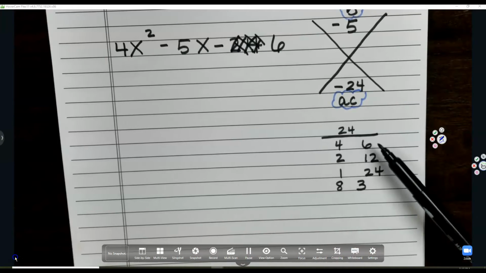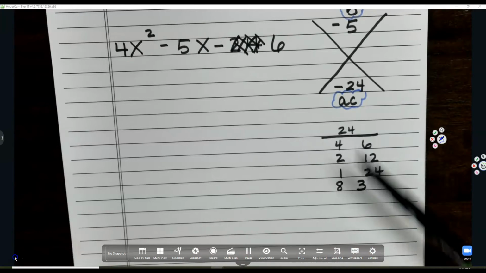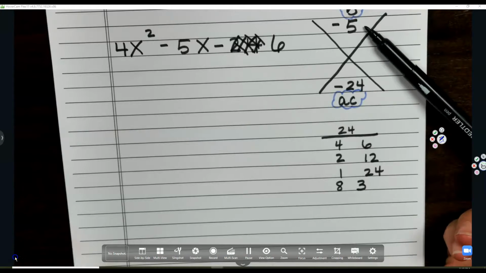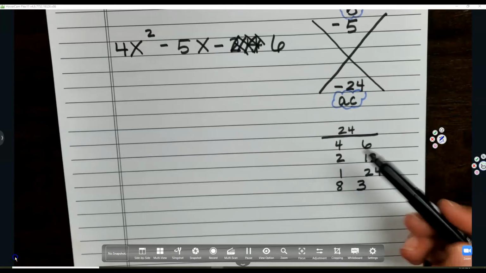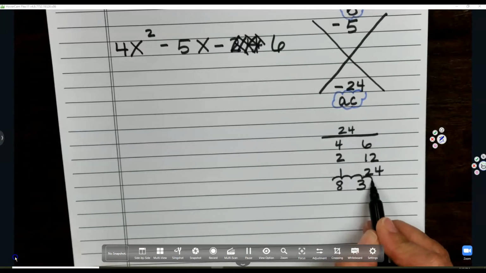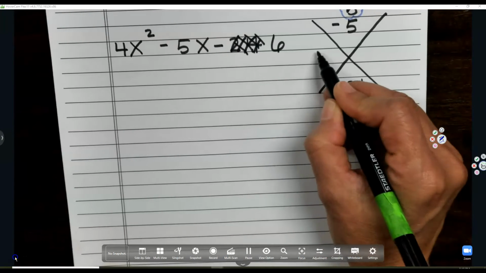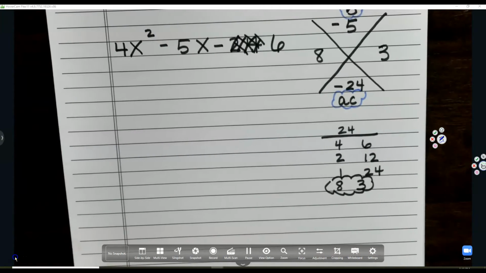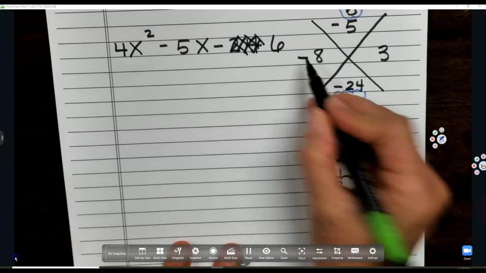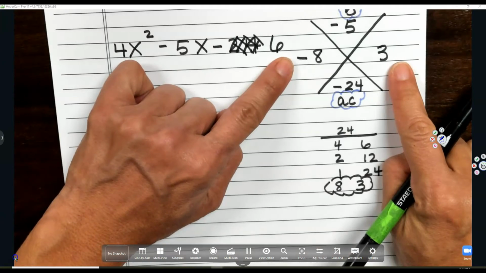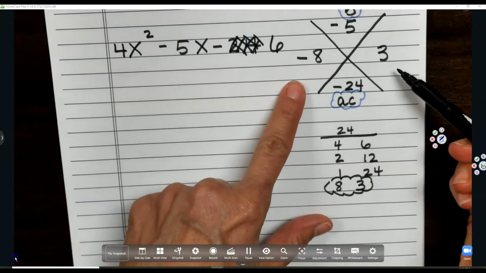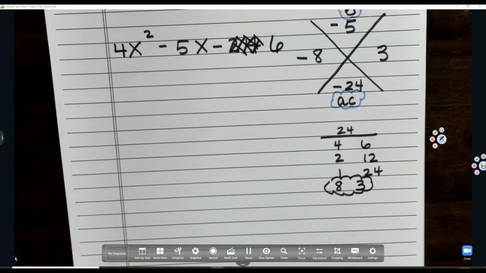Now guys, look, is there any way you can mess around with these numbers to make it turn into a -5? Which ones? The 8 and the 3. That's going to be the magic set that we need. So put an 8 and a 3, but which one has to be negative? The 8. So -8 plus a +3 is a -5, and a -8 and a +3 multiply down to a -24.